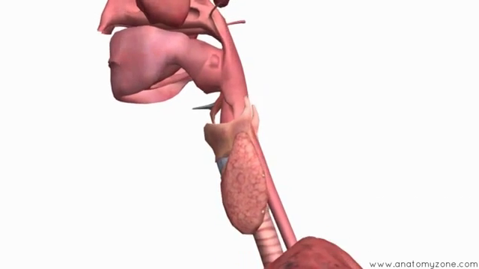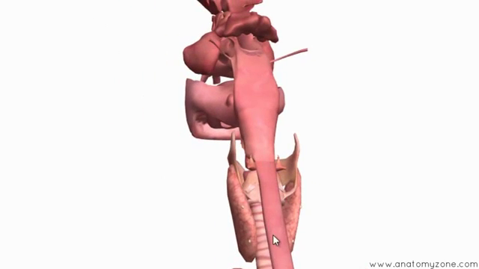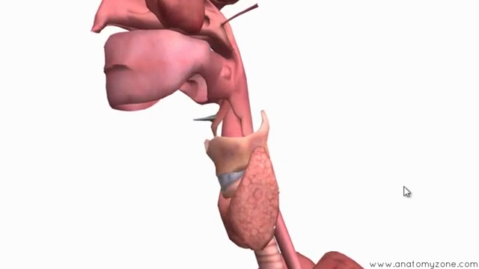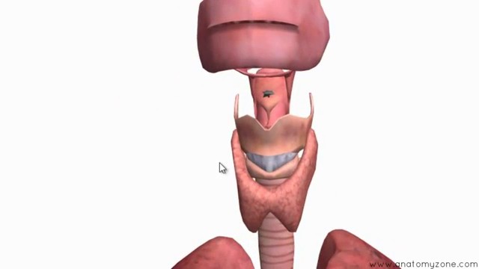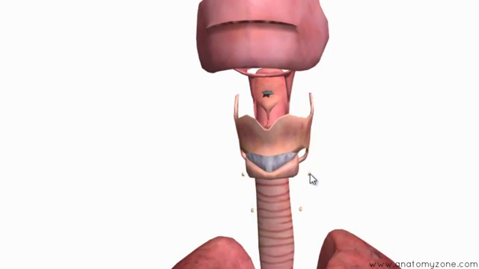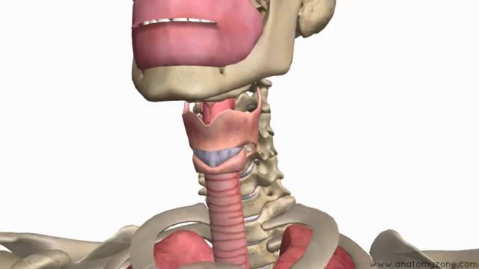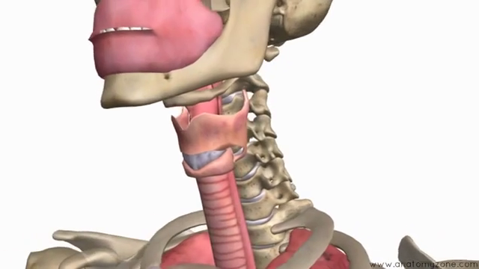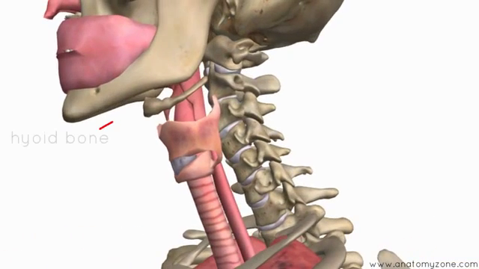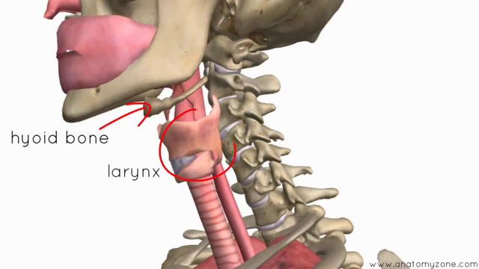If I just rotate around, you can see the esophagus sitting posteriorly, and you can actually see the thyroid here. I'll just remove that and we'll take a look at the larynx. The larynx is this set of structures here, and it's also known as the voice box. It sits just behind and below the hyoid bone. You can see the hyoid bone just here, and this set of structures is the larynx.